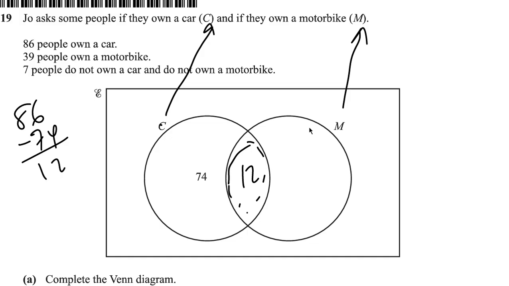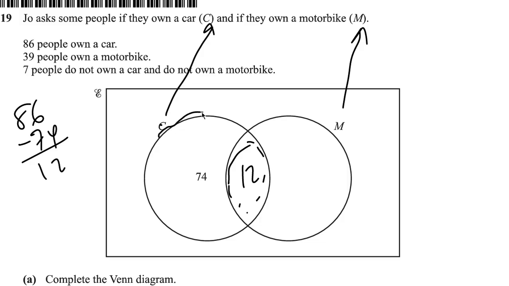So this 74 over here represents those that have a car only, right? But the 12, which is the intersection of C and M, represents those that own both. So if they should ask, raise up your hand if you own a car, you're going to raise up your hand, right? And then when the same set of people are asked if they own a motorbike, those who raised their hand for cars would still raise their hand for the motorcycle because they own both, right? So that's why it's included here.